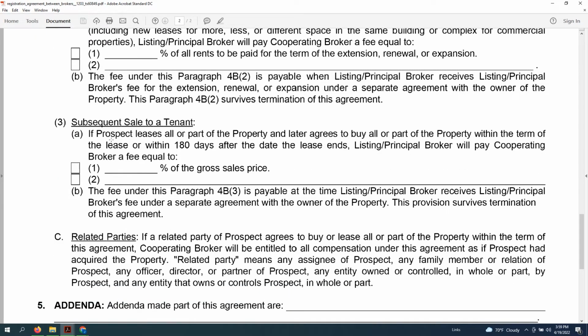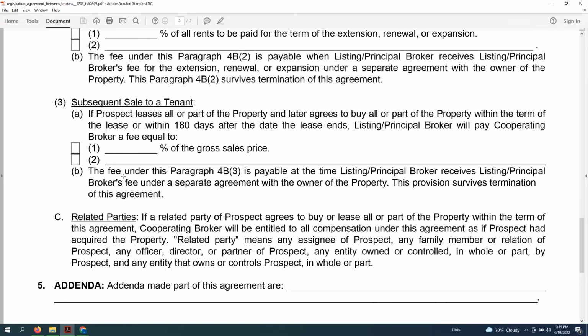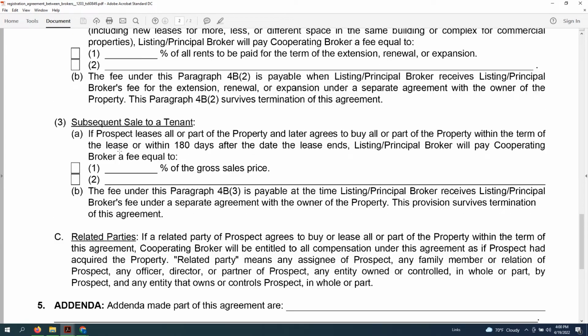Subsequent sale to a tenant. And this section alone is one of the reasons that a lot of leasing agents might like to use this form, even for something that's in the MLS, because this clearly states here, if prospect leases all or part of the property and later agrees to buy all or part of the property within the term of the lease or within 180 days after the date the lease ends, listing principal broker will pay cooperating broker a fee equal to, and then this is where you could put, again, a percentage or a flat fee. And same as the section here on renewal above.